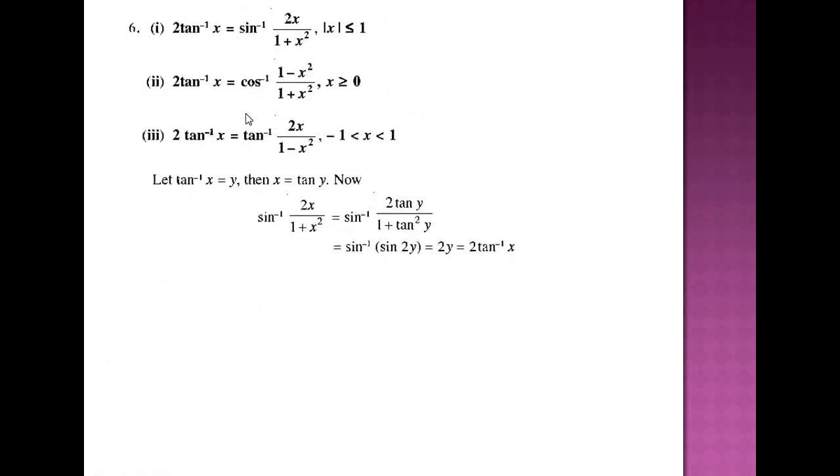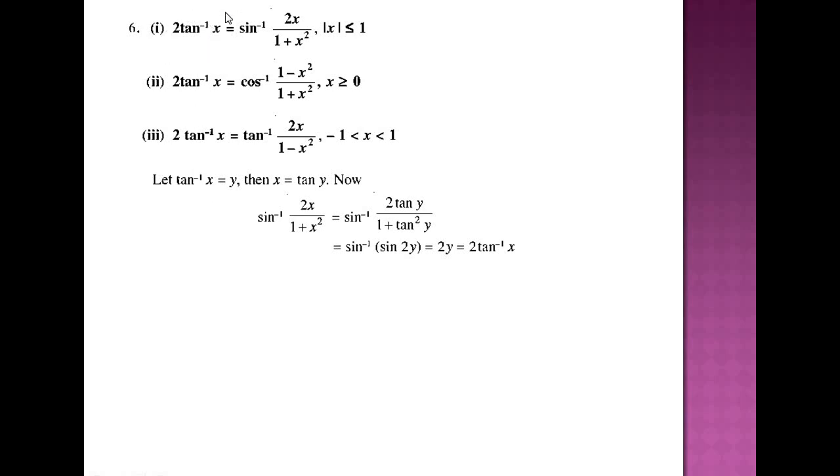Then comes the next, sixth property. 2 tan inverse of x we are writing in terms of sin inverse. The same 2 tan inverse of x we are writing in terms of cos inverse. The same 2 tan inverse of x we are writing in terms of tan inverse, right? So our main task is to convert this 2 tan inverse of x into sin inverse, cos inverse and tan inverse, that is, the primary inverse trigonometric functions. So this is for mod of x less than or equal to 1. This is for x greater than or equal to 0, and x can lie between minus 1 and 1. So if you want to prove the first one, I can take tan inverse of x as y.